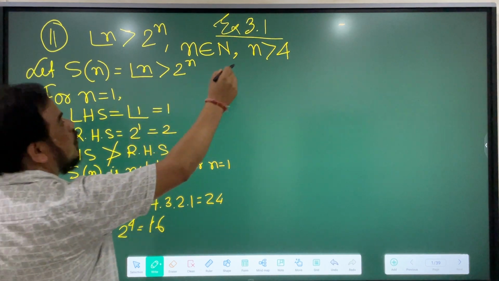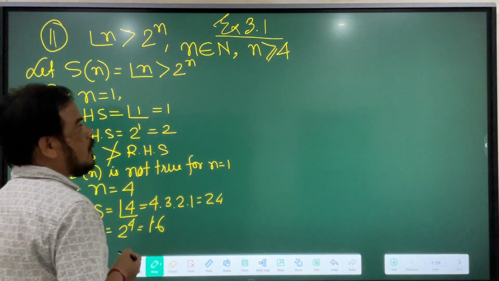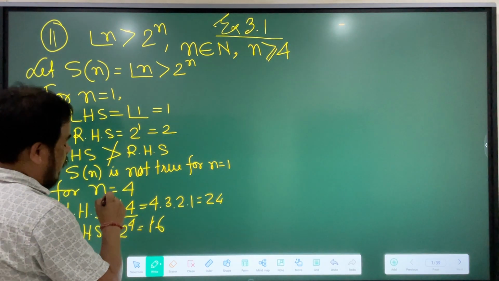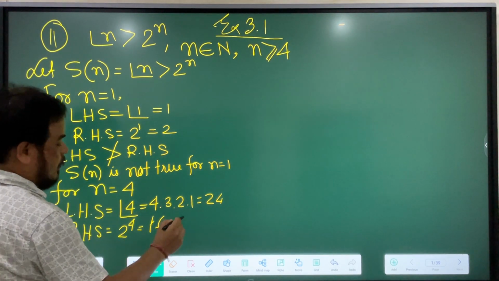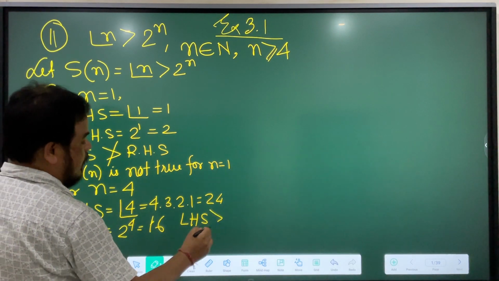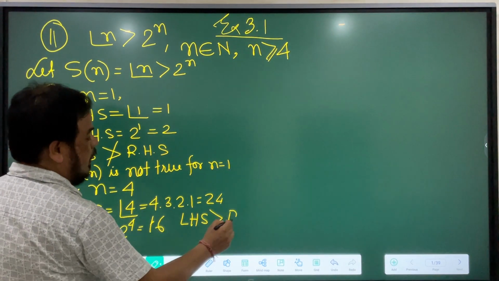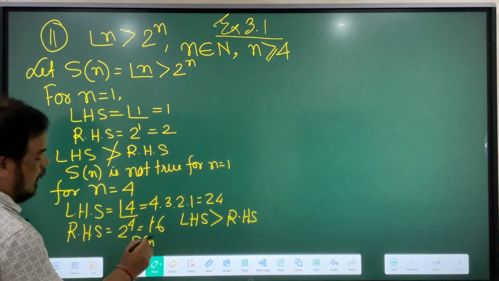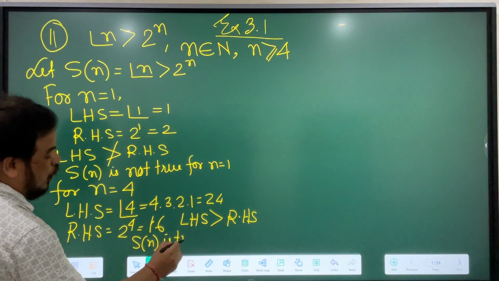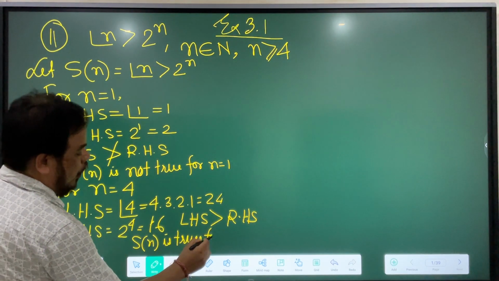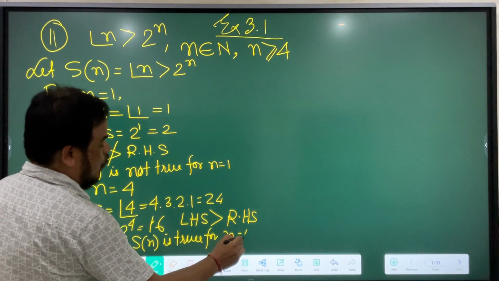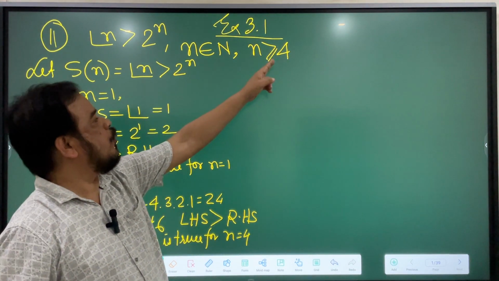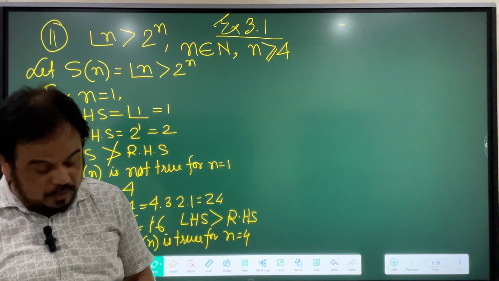Actually, the question was a little wrong. It should be n is greater than or equal to 4. Now, if n equals 4, then LHS is greater than RHS. That means Sn is true for n equals 4. Then 5, of course, 6, because n is greater than or equal to 4. N is equal to 4 and greater than 4. There is actually something wrong here.